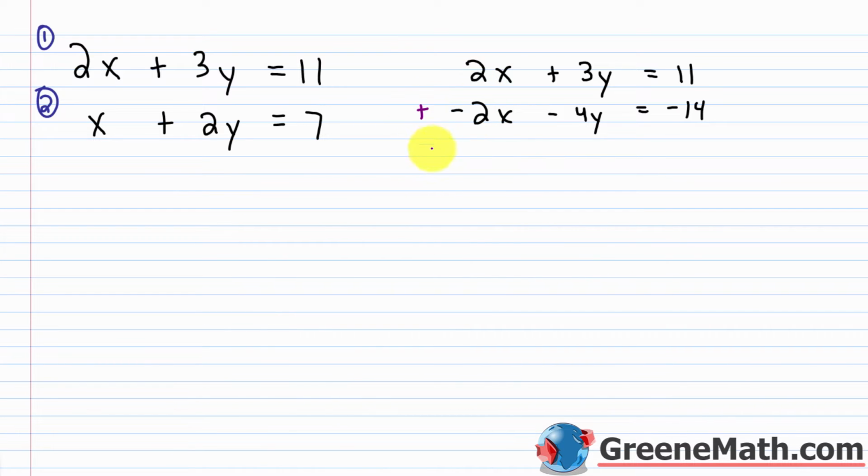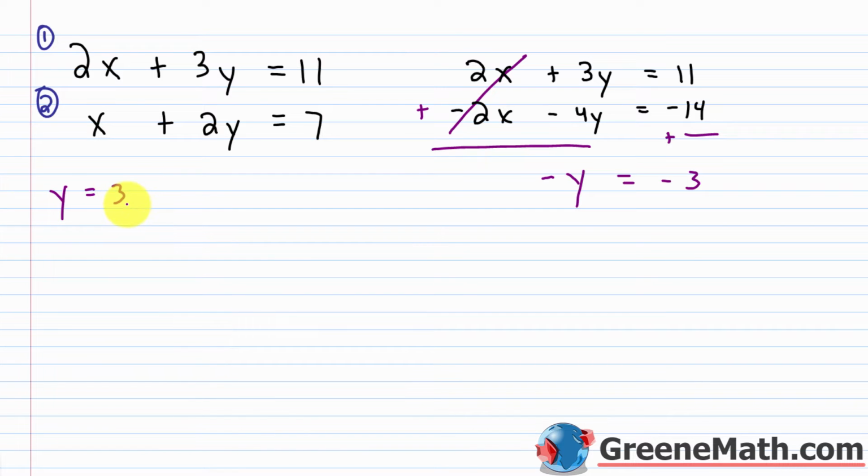Okay, so now we all know at this point that the x variable would be eliminated. So I could add the two left sides of the equation, set that equal to the sum of the right sides of the equation. So 2x minus 2x would be 0. X is eliminated. That's gone. 3y minus 4y is negative y. And this is equal to 11 minus 14, which would be negative 3. So we all know that y is 3. So y is 3.